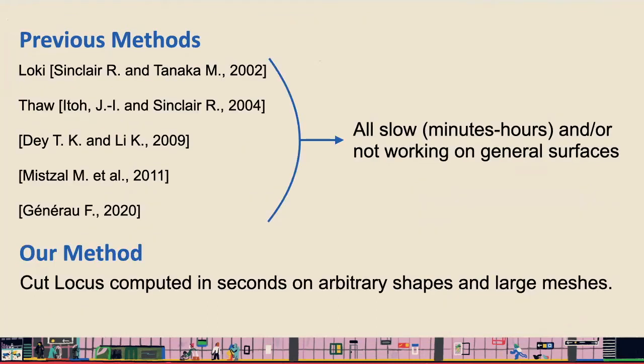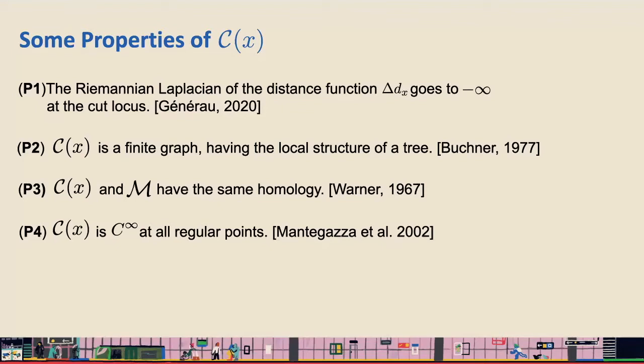Nevertheless, there are not so many works in the literature addressing the problem of computing the cut locus of a point on a surface. The problem with the algorithms listed in the slide is that they are either slow, in the sense that it takes minutes or hours to compute the cut locus of a point, or they are targeted for specific types of surfaces, for example, homogeneous surfaces or convex ones, or they suffer from both of these limitations. Our main contribution is an algorithm that computes the cut locus of a point in seconds on arbitrary shapes and large meshes. Every step of our algorithm finds its theoretical foundation in one of these four properties.